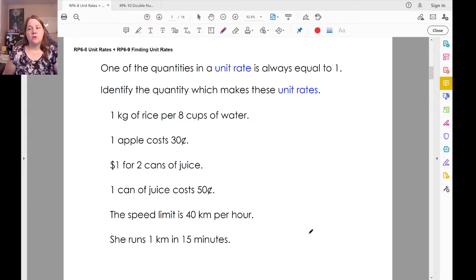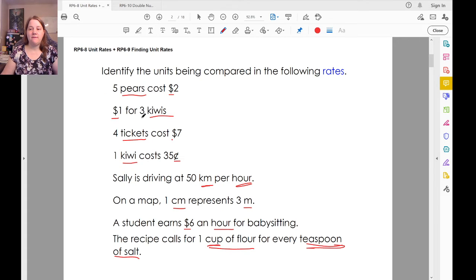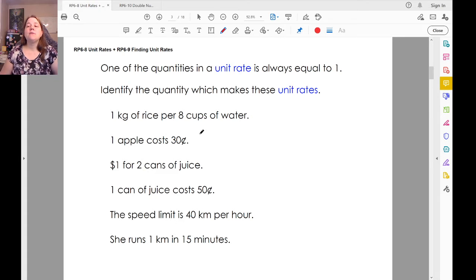One of these quantities in a unit rate is always equal to 1. So a rate can be anything, like back here, we had 5 to 2, 4 to 7. If we look at the unit rate, that's comparing it to 1 of something. So we're going to identify the quantity that makes these a unit rate.